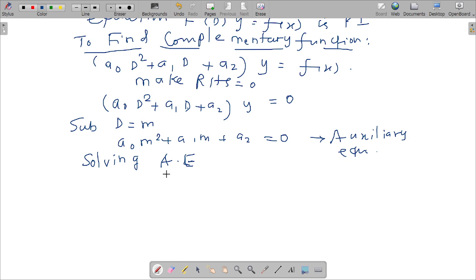Solving the auxiliary equation, since it is a second degree or quadratic equation, we get two roots, namely m1 and m2.